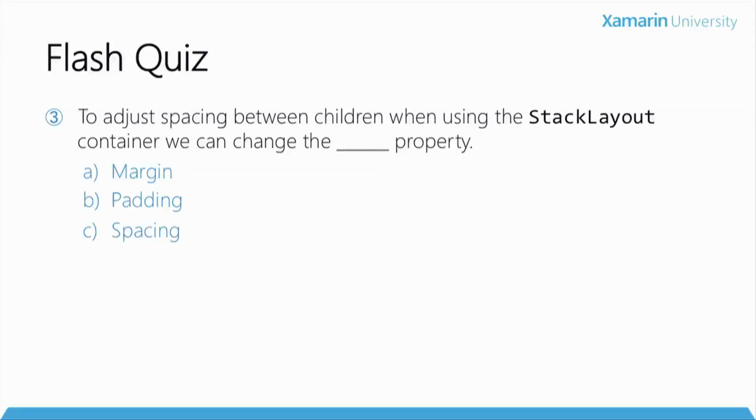Next one. To adjust spacing between children when using the stack layout container, we can change the blank property. What do we use to adjust the spacing between children? Is that A, margin, B, padding, or C, spacing? If in doubt, pick C. Again, C is the right answer. Spacing, that's what we use to describe how much space we want between child elements. Padding is used around the whole stack layout, and margin is currently not available in Xamarin.Forms.